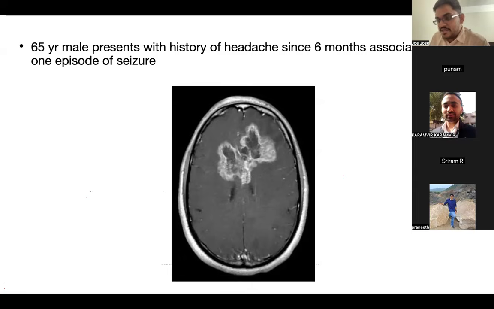So GBM imaging, diagnostic criteria based on WHO, and STUPP protocol, you should know inside out. This is one of the most common malignant brain tumors, so you should know this inside out.